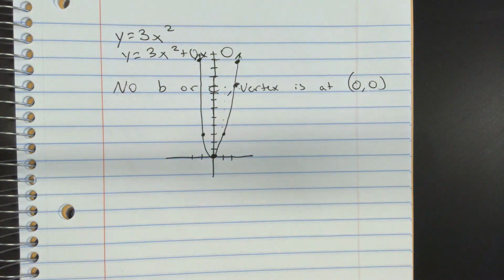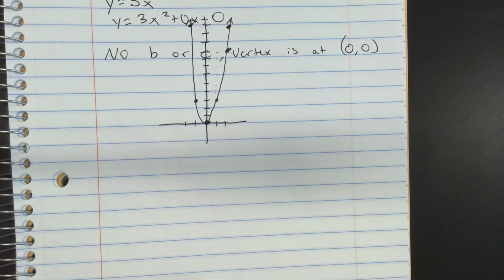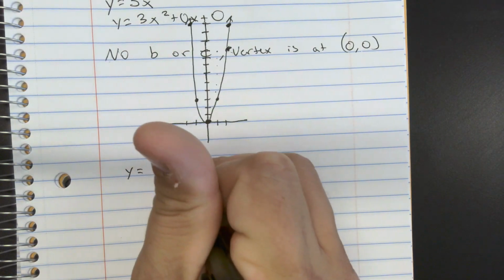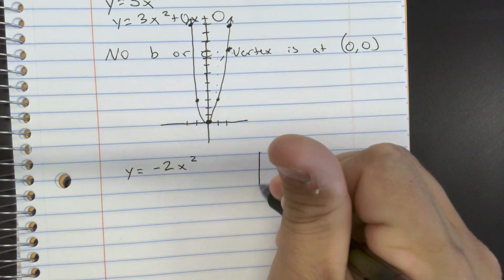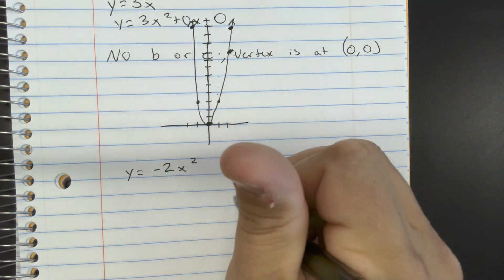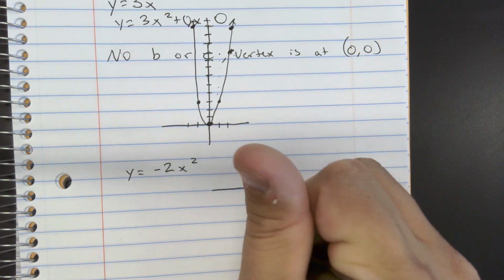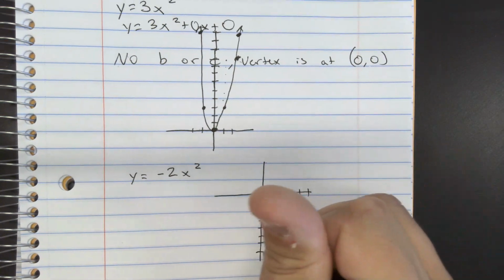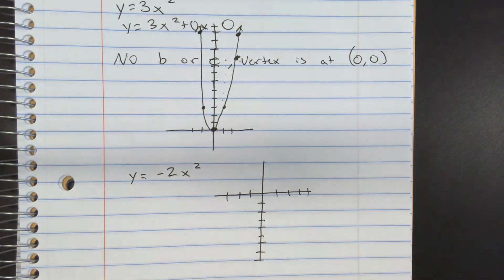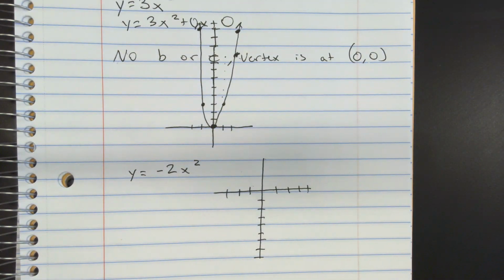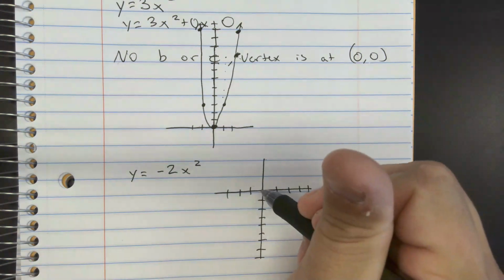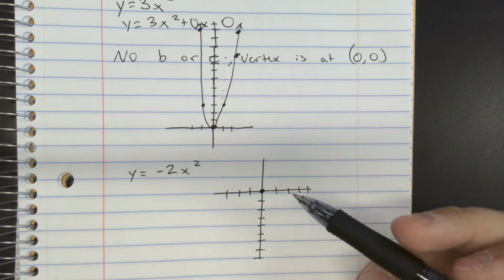Okay, so if there's no B or C, your vertex is just at 0, 0. So here's another one. If we have y equals negative 2x squared. So if there's no B or C, where's our vertex? 0, 0. From there, it's a negative 2x squared.